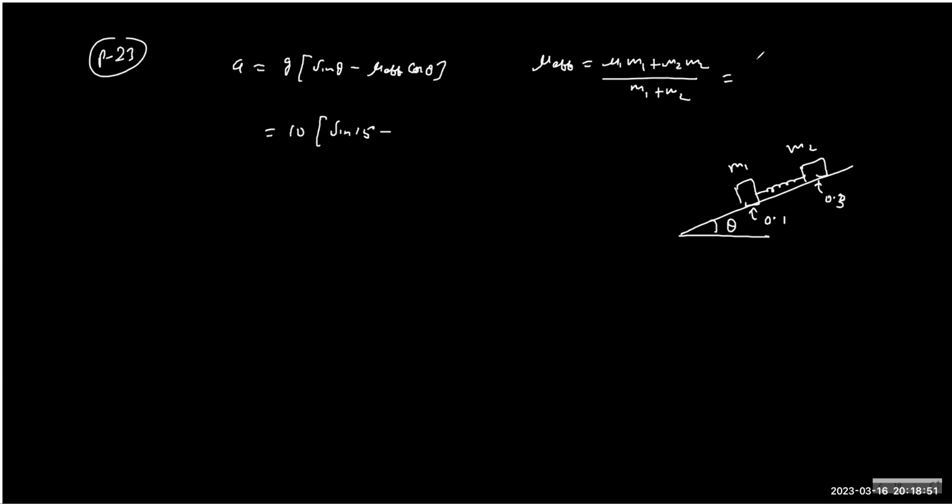I mean, it's a similar question. What is the answer? What is m1 given? Both are 3. So it's like the average of mu1 plus mu2, which is 0.2. If m1 and m2 are equal, then it is the average of mu1 and mu2. Yes, sir. So it is 0.2, so 0.2 cos 15.